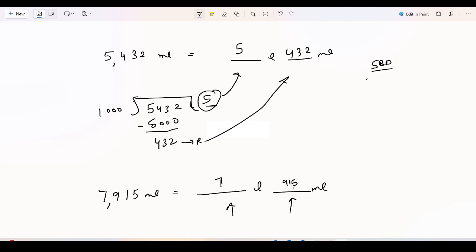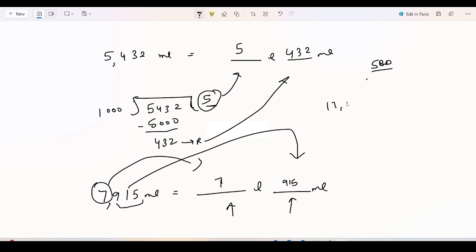Very good. Absolutely correct. You can directly do it. The first digit, if it is a thousand number, is 7, and the last three digits would always come in milliliters. Let's suppose this is 17,915. So 915, these are the last three digits, so they would be milliliters and 17 would be liters.